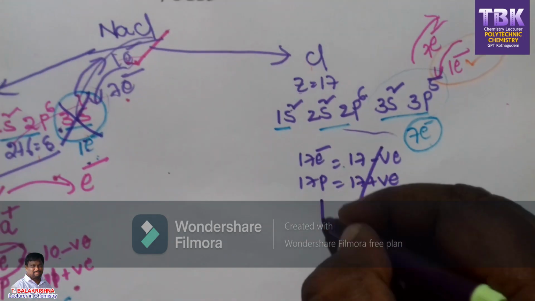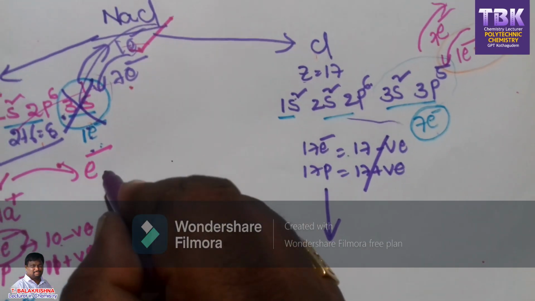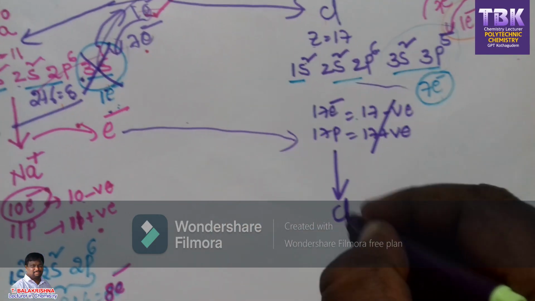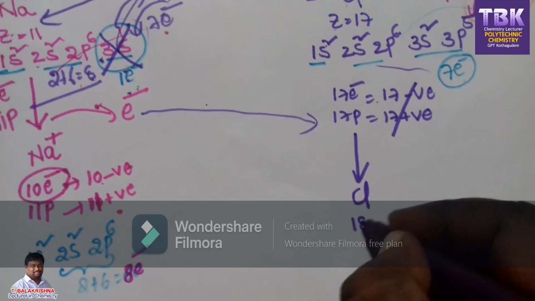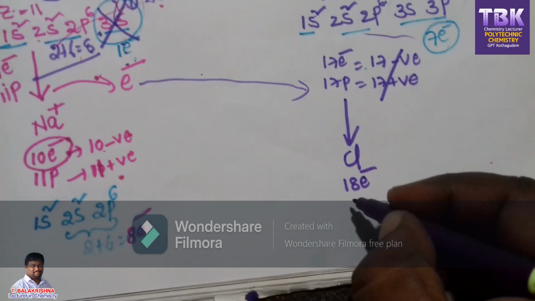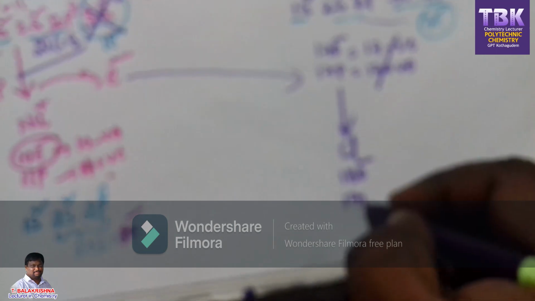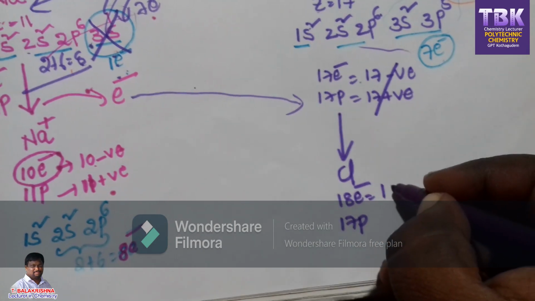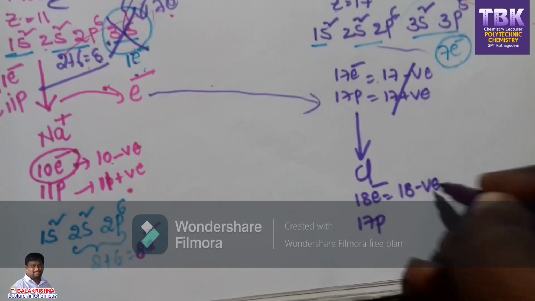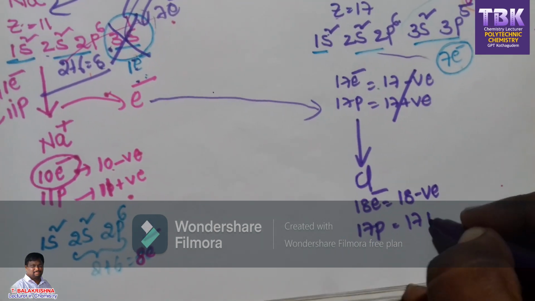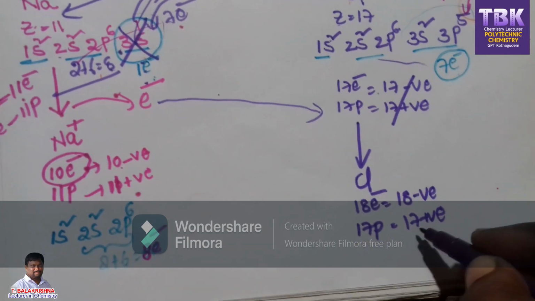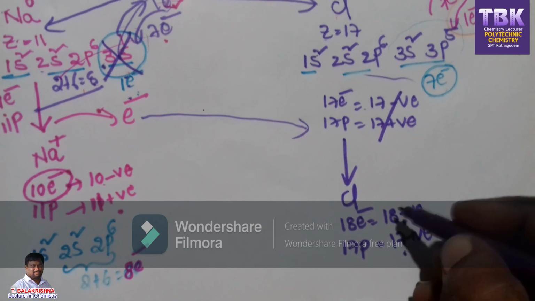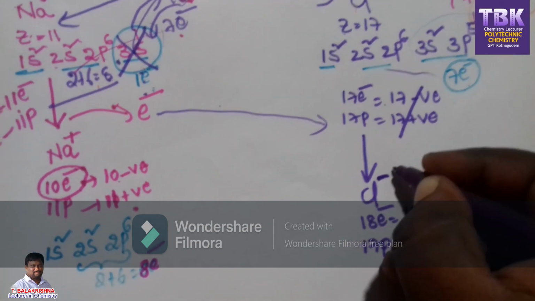But here chlorine gains the electron, which is coming from the sodium. So if it gains the electron, how many electrons does it have? 18 electrons. What about the protons? There is no change in the number of protons, so there are 18 units of negative charge and 17 units of positive charge. Here the 17 units of positive charge are neutralized by 17 units of negative charge. It has an extra negative charge, which is denoted by Cl minus.